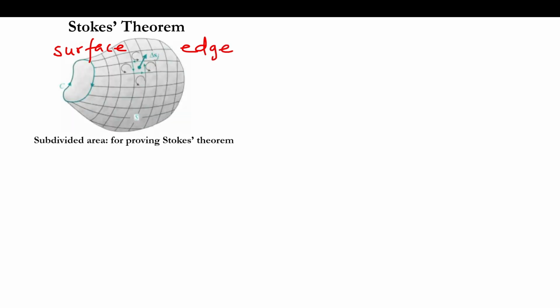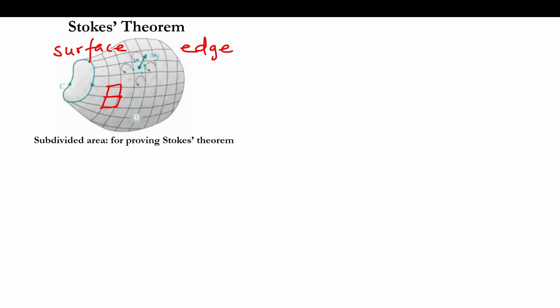Stokes theorem is basically a bridge between what happens on a surface and what happens around its edge. A surface and then the edge. So imagine you take any surface like this curved sheet we have here and you chop it into tiny little patches, just as you can see. Tiny little patches.